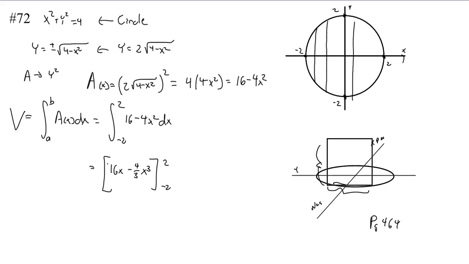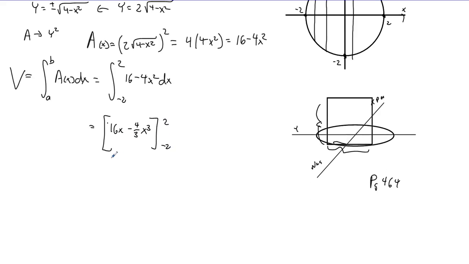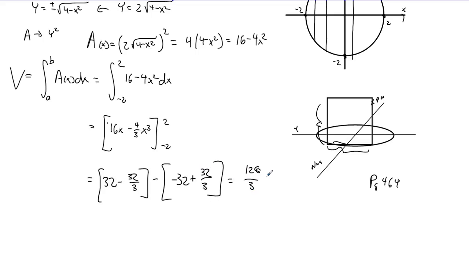All right, now just for time's sake, I'm going to plug in, and real quickly, it ends up being 32 minus 32 over 3, and then minus negative 32 plus 32 over 3. And then that gives you 128 over 3 units cubed.